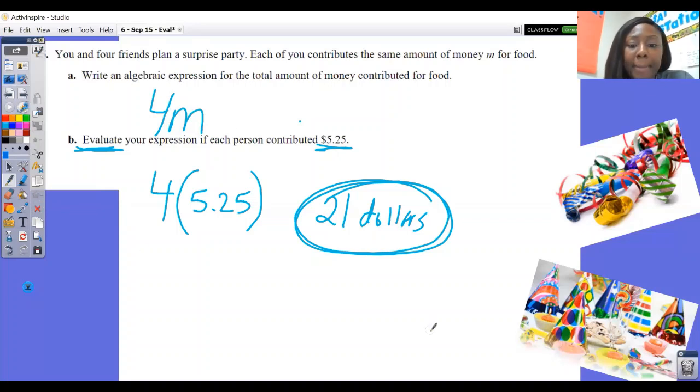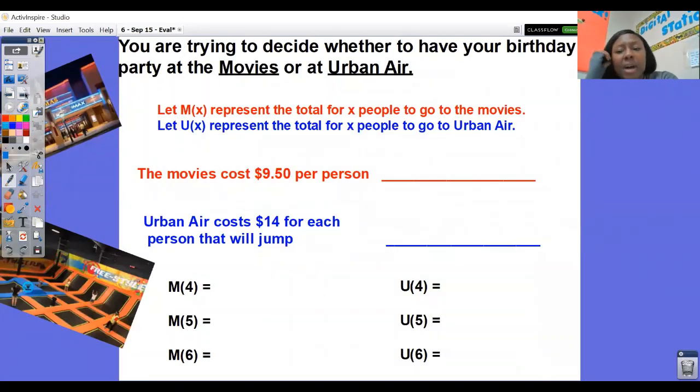And I think that might be it. Let me just double check. All right, so there is one more problem, and it goes back to using that weird, it's called function notation. And there are 2 different equations this time. It says you're trying to decide whether to have your birthday party at the movies or at Urban Air. It says let M of X represent the total for X people to go to the movies. Let U of X represent the total for X people to go to Urban Air. And then it tells me that the movies cost $9.50 per person.